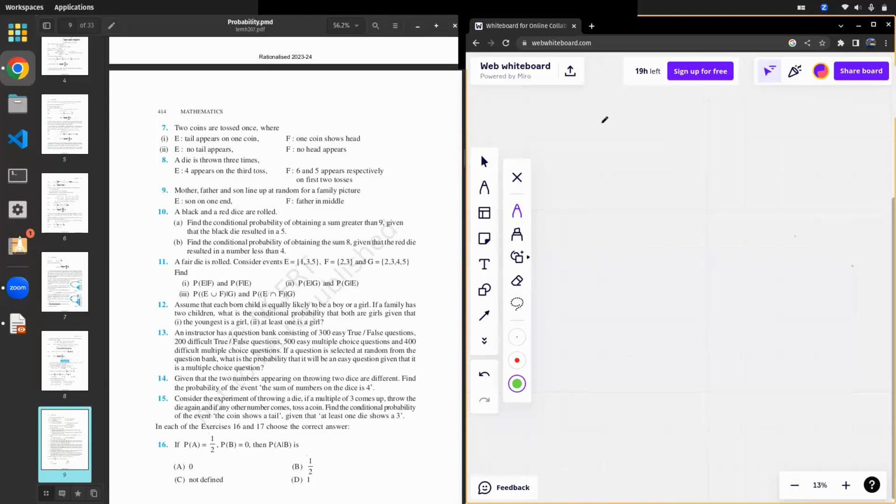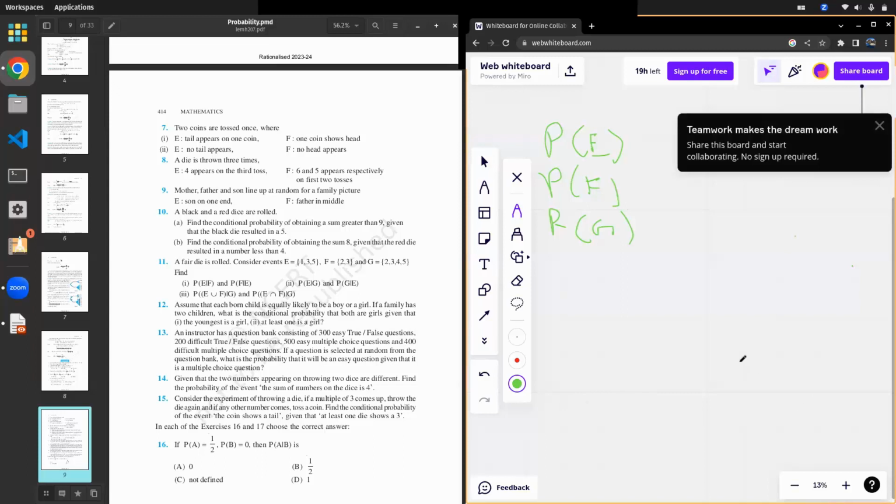Okay. So first we will find the probability of F and probability of G. These are easy to find since E and F are finite sets. So for the first part, we have to find the probability of E given F. This can be found by calculating the probability of E intersection F and the probability of F. Probability of F can be found since F should have values 2 and 3. Probability of F is equal to 2 by 6. Probability of G is equal to 4 by 6.